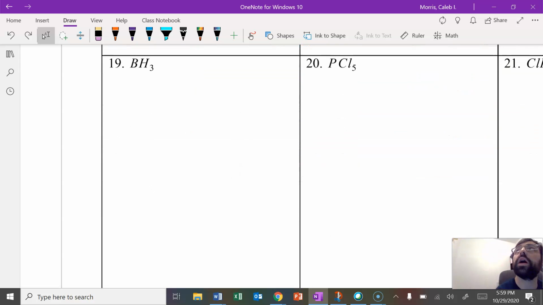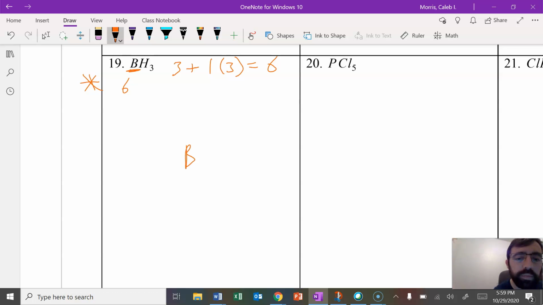Number 19, boron has 3 valence electrons. Hydrogen has 1 valence electron multiplied by 3. So 3 plus 3 is 6 valence electrons. Now it's important to remember that boron is an exception. It does not want 8 valence electrons. I hope you remember how many it wants. Boron only wants 6 valence electrons. That's important to remember. All right, we're going to put boron here with 3 hydrogens.